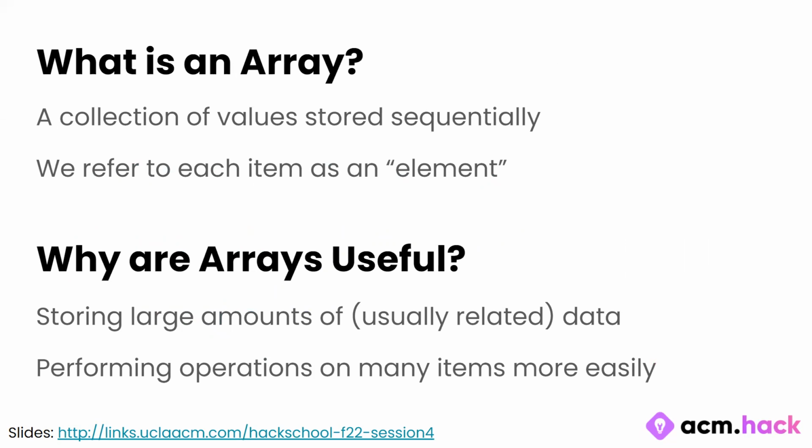An array is basically a collection of values stored sequentially. Usually whatever values this array is storing, they are related in some way. Arrays are useful because it's really easy to perform operations on them. It's really easy to store large amounts of data, and really easy to access information within them. I'll show you what that means.